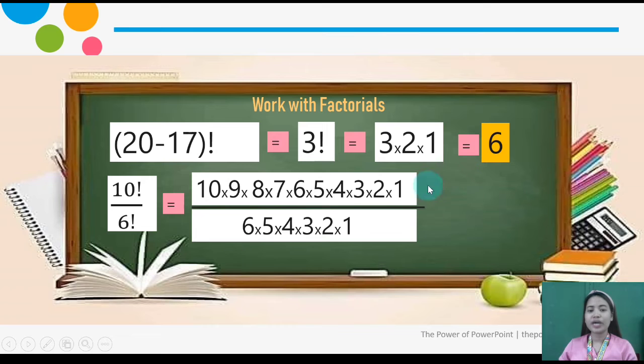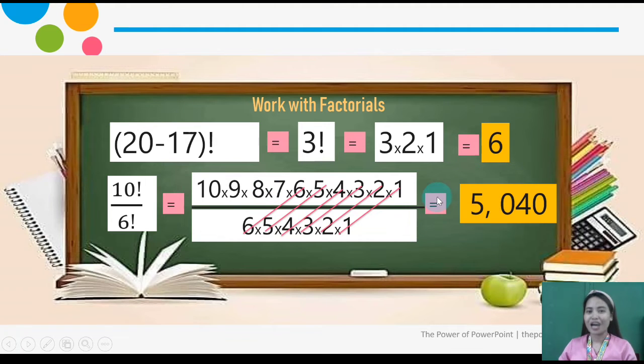As you can see, we have here similar numbers. So all you have to do is cancel out the numbers. Therefore, the remaining numbers will become 10 times 9 times 8 times 7. The product will become 5,040.